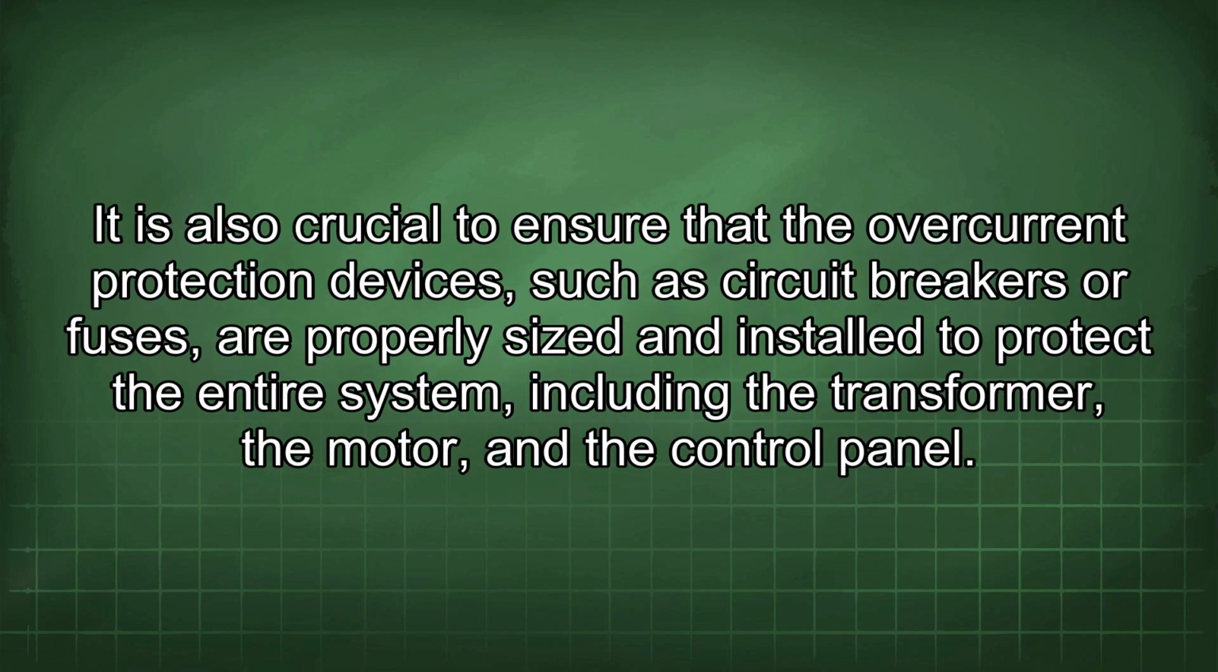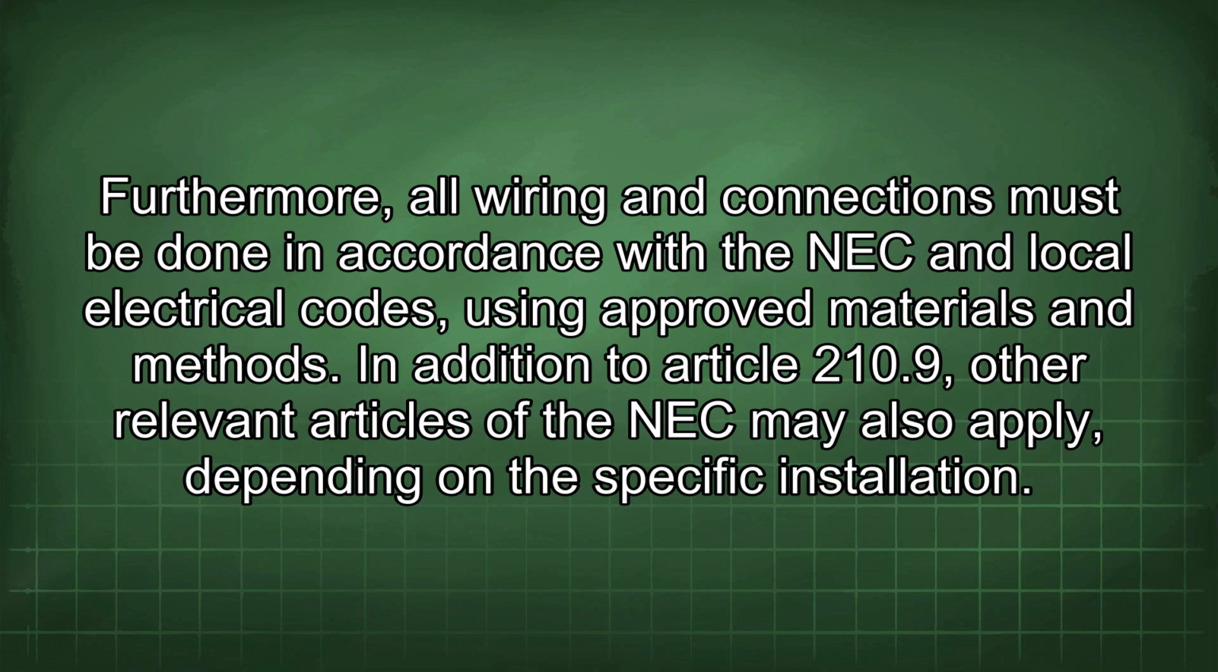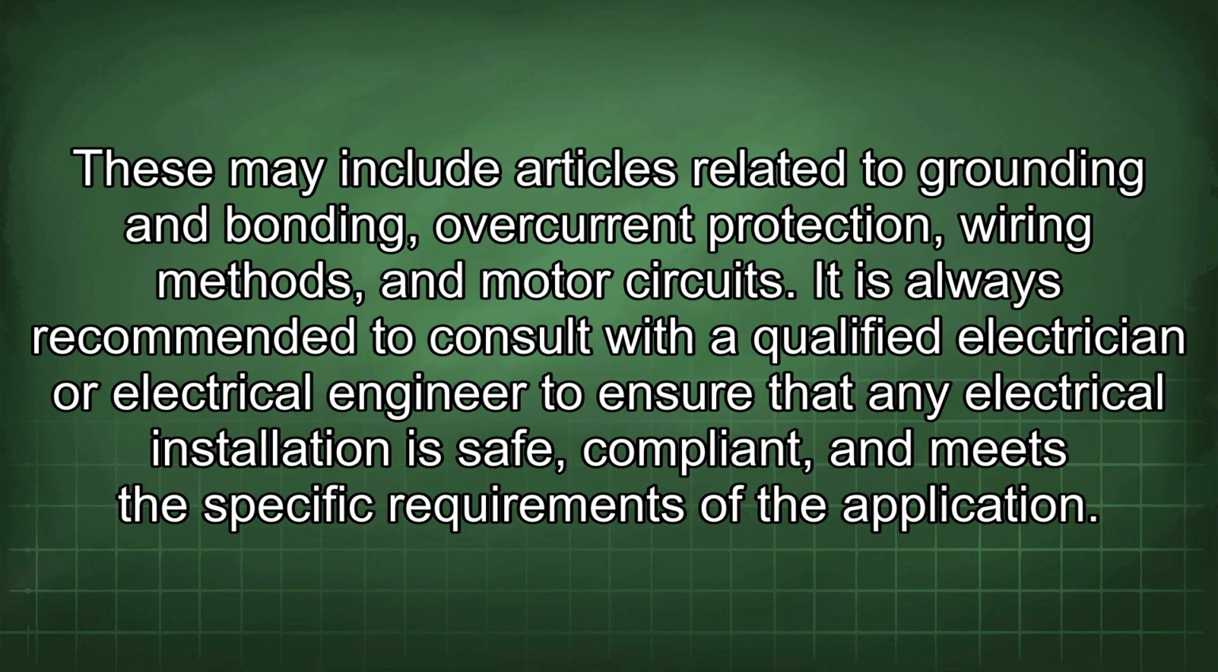It is also crucial to ensure that the overcurrent protection devices, such as circuit breakers or fuses, are properly sized and installed to protect the entire system, including the transformer, the motor, and the control panel. Furthermore, all wiring and connections must be done in accordance with the NEC and local electrical codes, using approved materials and methods. In addition to Article 210.9, other relevant articles of the NEC may also apply, depending on the specific installation. These may include articles related to grounding and bonding, overcurrent protection, wiring methods, and motor circuits.